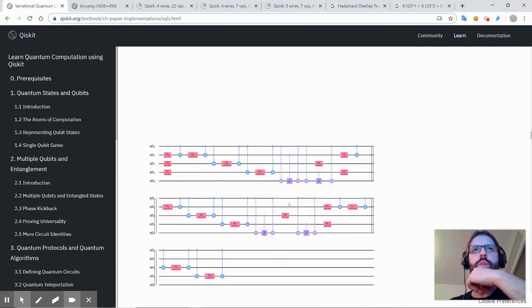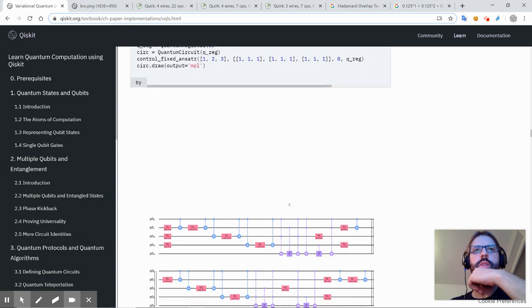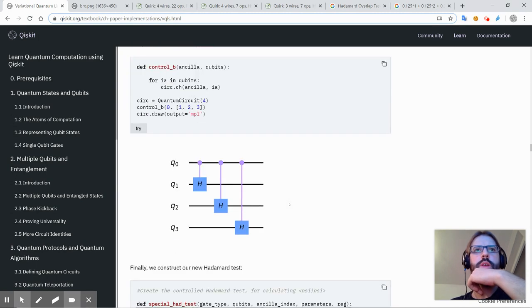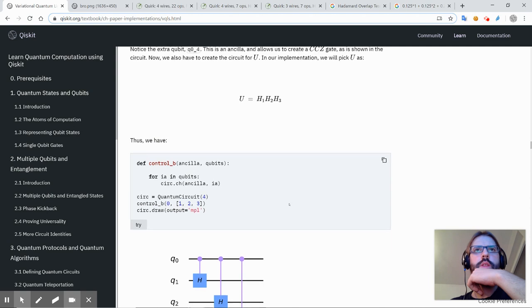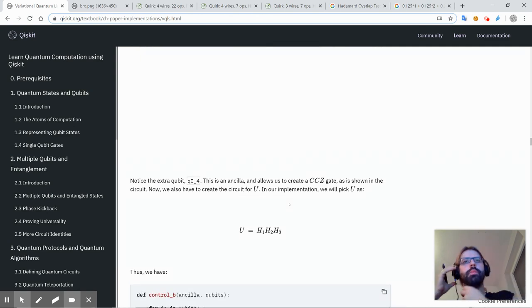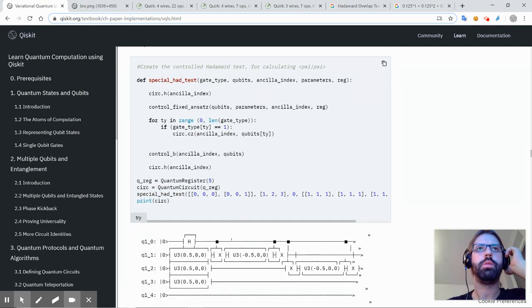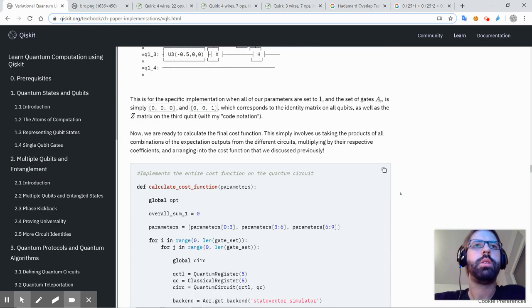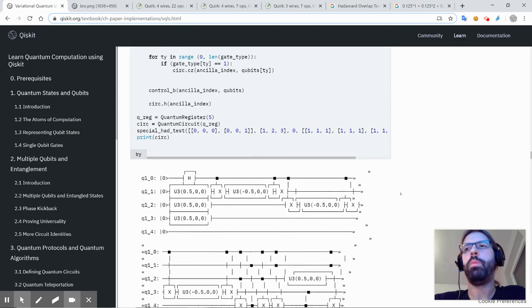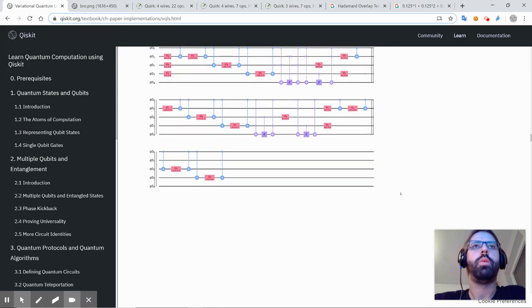So for some reason you do these. I don't know, this is still black magic to me. It's a bunch of controlled gates. Why is that U? Okay, I think I'll just go to the paper. Why is this speaking like this? Can't we just start with an example?